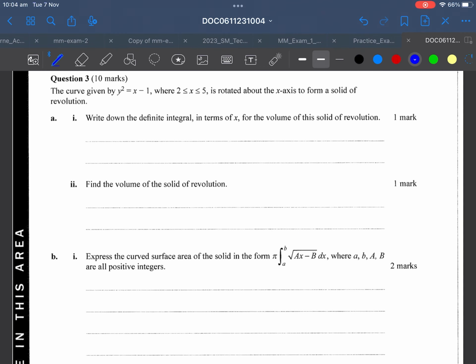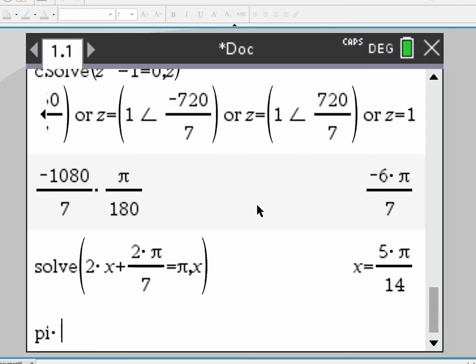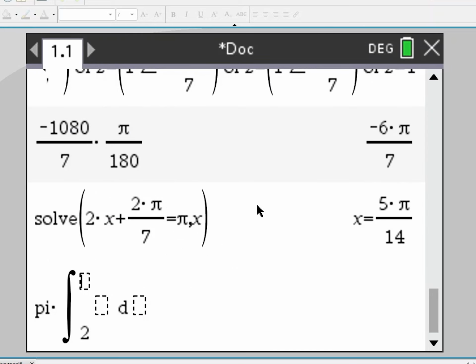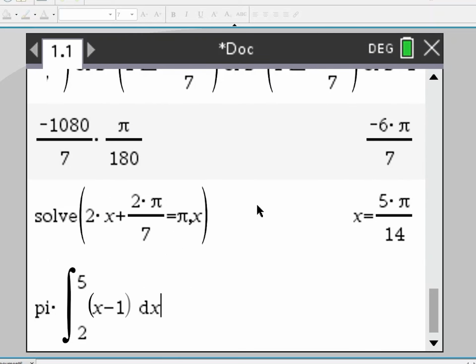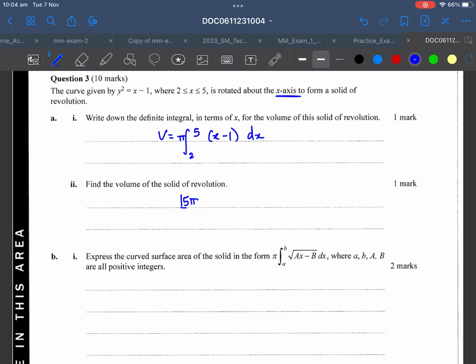Okay, so question 3. The curve is given by this, where the domain is between 2 and 5, rotated about the x-axis to form a solid of revolution. Write down and define an integral in terms of x to show the volume. So V equals the integral from 2 to 5 of y squared, which is x minus 1, dx. And hence find the volume of the solid of revolution. So you can just integrate. So π times the integral from 2 to 5 of x minus 1 dx. Yep, so 15π/2.